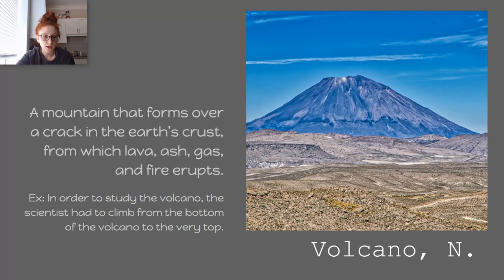Volcano. A volcano is a mountain that forms over a crack in the Earth's crust, from which lava, ash, gas, and fire erupts. In order to study the volcano, the scientists had to climb from the bottom of the volcano to the very top.